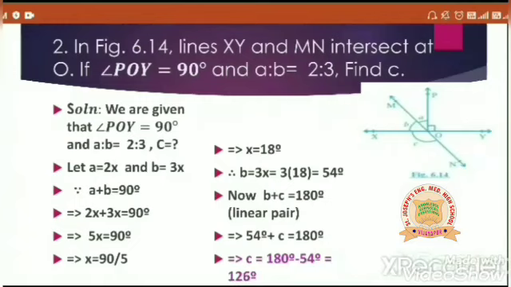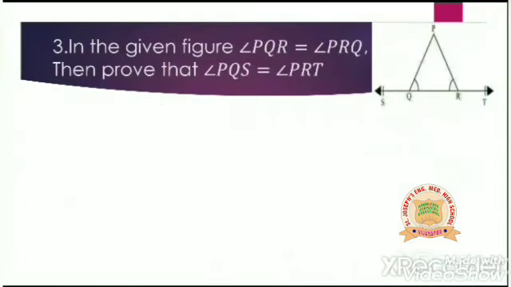Now we will go for the third question. What is the third question? In the given figure, angle PQR is equal to angle PRQ, and we need to prove that angle PQS is equal to angle PRT. So how are we going to prove this? They have not given any angle, they are just asking us to prove it. Whenever we prove something, we write what is given, what is to be proved, and then the proof part. So how are we going to prove it?